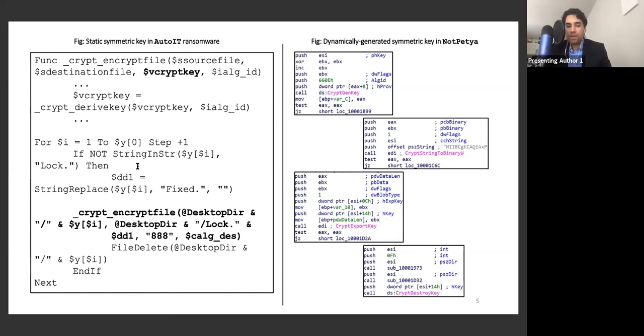What you see in bold on the left-hand side is the CryptEncryptFile call. And it's providing the parameters, including, if you notice, the algorithm ID, which in this case is DES. And right before that, it's also supplying the key. However, the key is statically embedded in the binary, and it's just 888. So this process is easily reversible.